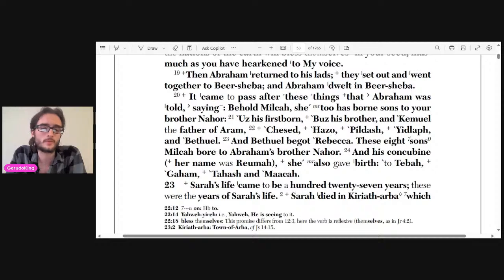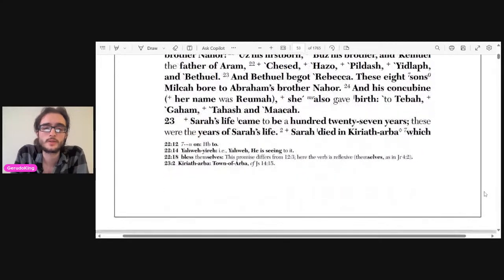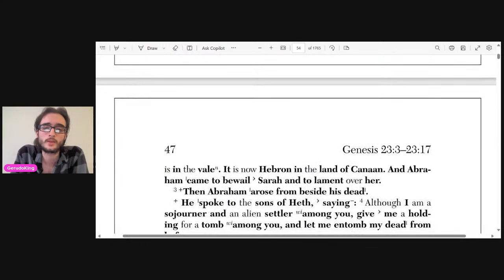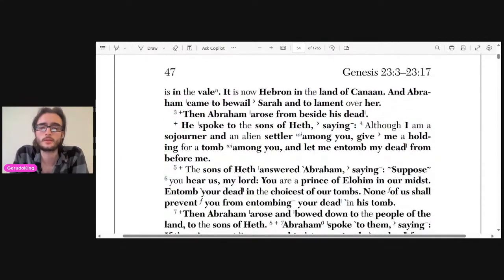These 8 sons Milcah bore to Abraham's brother Nahor. And his concubine, her name was Ruma. She also gave birth to Teba, Gaham, Tahash, and Makkah. Sarah's life came to be 127 years. These were the years of Sarah's life. Sarah died in Kiriath Arba, which is in the vale. It is now Hebron in the land of Canaan.